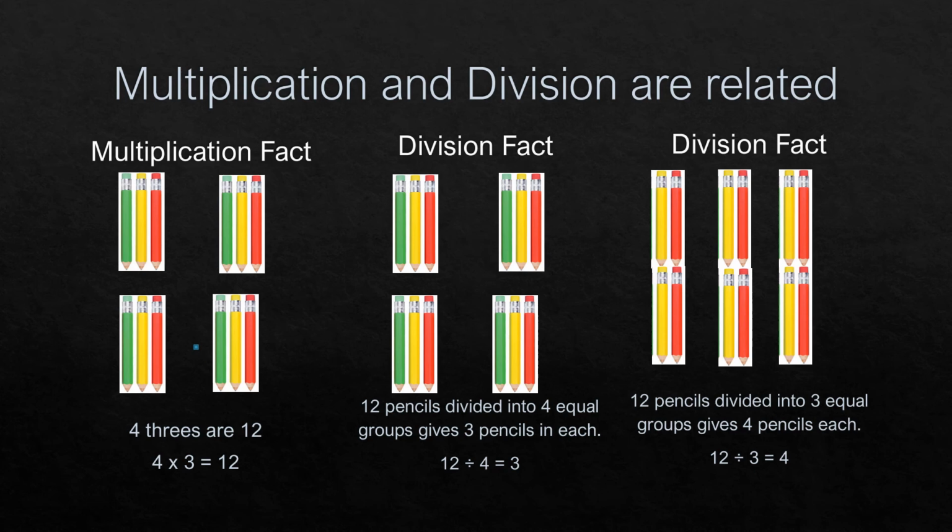Multiplication facts give division facts. 4 threes are 12. In division fact, 12 divided by 4 is equal to 3 or 12 divided by 3 is equal to 4. We use multiplication tables to do division facts. 4 threes are 12. Here 3 fours are 12.